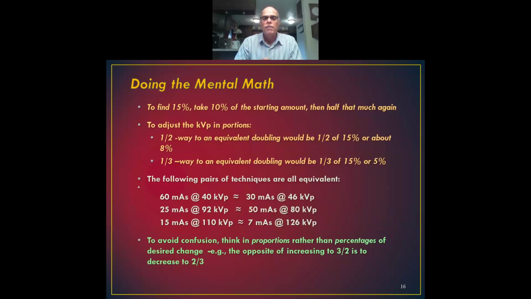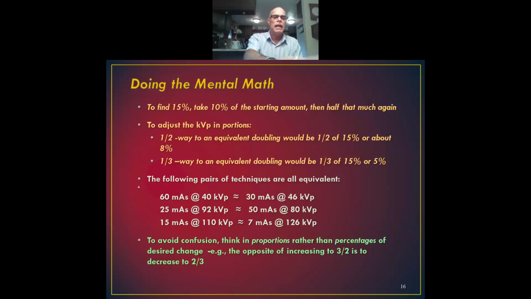30 mass at 46 kVp. Where did they get to 46 from? They got to 46 because it says take 10% of your kVp, which is 4, then take a half of that, which is 2. So 4 plus 2 is 6. So your new kVp is 46, and we went up in our kVp, so we reduce our mass to 30.